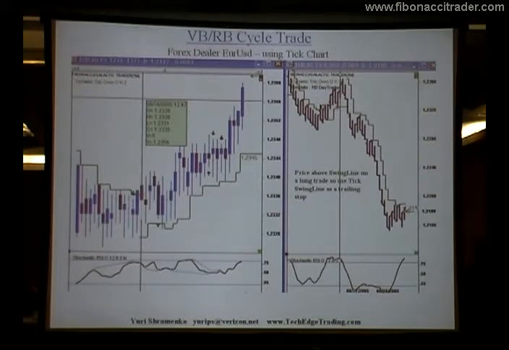So if you want to go long and your Stoch RSI is rising, you enter at the market. If you want to go long and your VB Stoch RSI is falling, you wait for the first pullback.